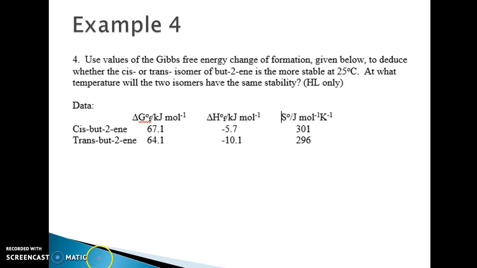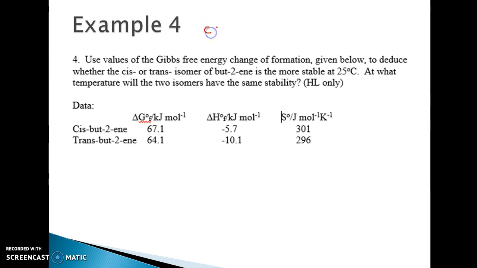So here's an example we're going to work through where we're going to use all these different values. We're given the Gibbs free energy of formation to start with, and we're going to try to figure out which is more stable at 25 degrees, the cis or trans isomer of 2-butene.